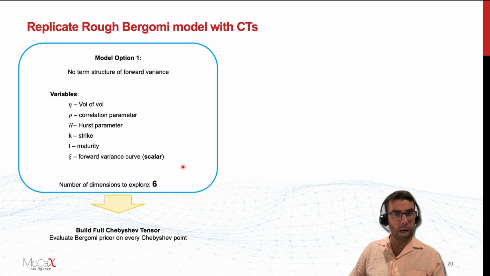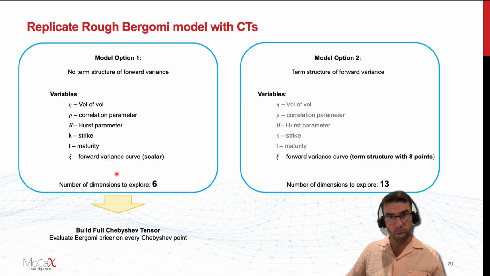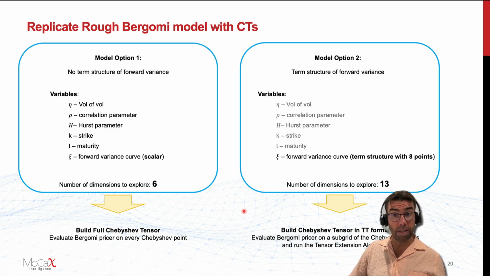So we have model option 1, in which the input domain has 6 parameters. And then we have model option 2, which is the same as option 1, but this time the forward variance curve, instead of being one number, is a term structure with 8 points. So in this case, the input domain that we are exploring with our AI function has 13 dimensions. Now we have to use a Chebyshev tensor in TT format. So these are the two options that we are going to explore.